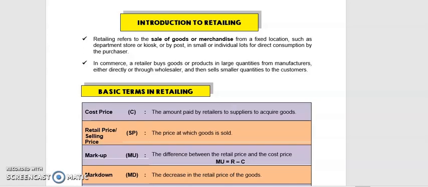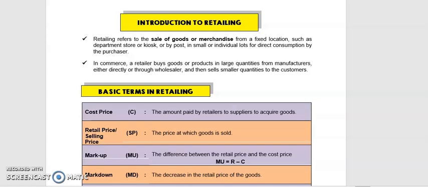Now look at some introduction of retailing. Retailing refers to the sale of goods or merchandise from a fixed location, such as a department store or kiosk, or maybe by post, in small or individual lots for direct consumption by the purchaser. In business, a retailer buys goods or products in large quantities from manufacturers, either directly or through a wholesaler, and then sells smaller quantities to the customers.